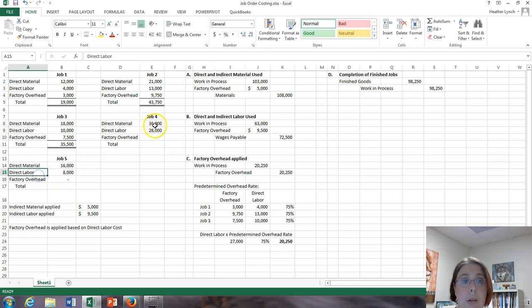Because these two jobs are not completed, they may still have some labor that's not accounted for. Any questions? Feel free to let me know. Thanks.